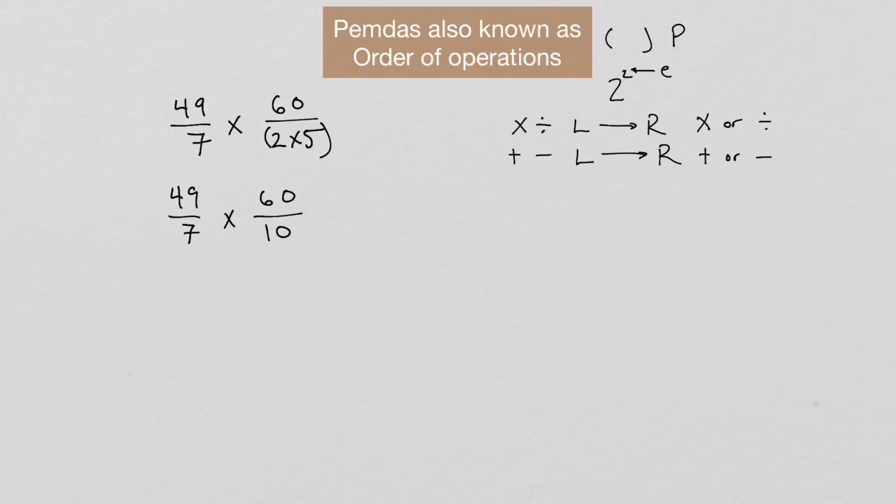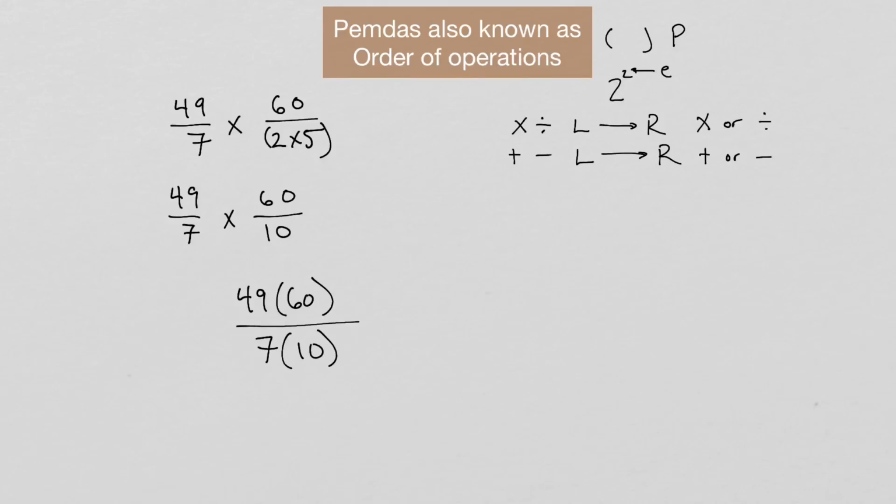Okay, now we have multiplication of two fractions. Remember, multiplying fractions means you just kind of multiply straight across. So we could put this all underneath one big fraction. We could say 49 times 60 over 7 times 10.